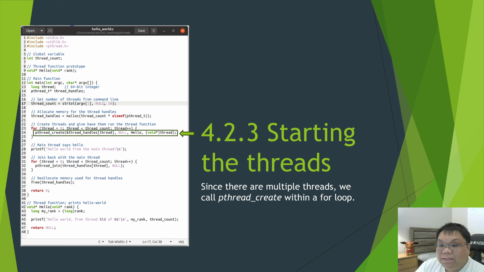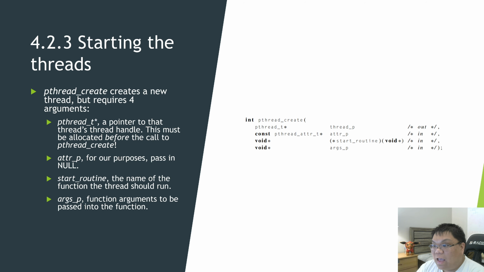Before we do that, we must allocate space for our thread handles as such. So thread_handles equals malloc(thread_count times sizeof(pthread_t)). That's going to allocate space for 10 thread handles, and we pass that thread handle into pthread_create. The second argument after that, just pass in NULL for that. Don't worry about it for now.